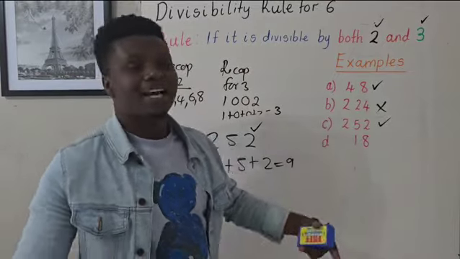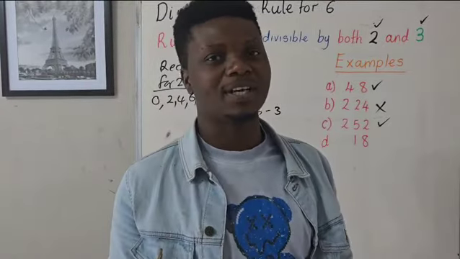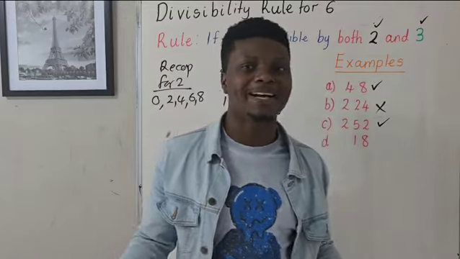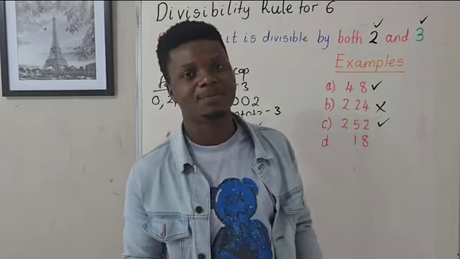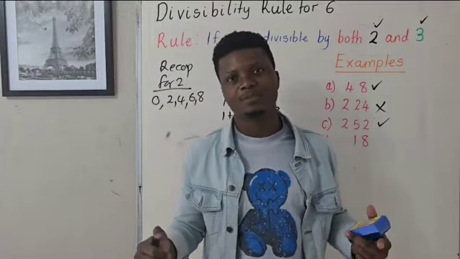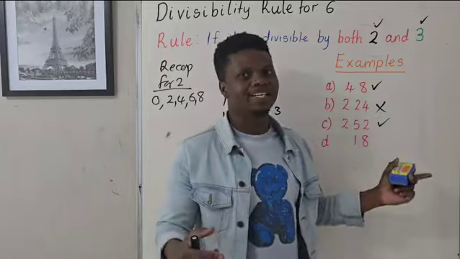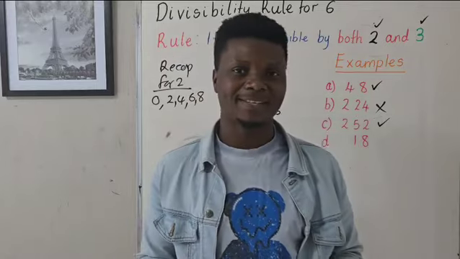How about 18? I want you to try that by yourself and drop in your comments and tell me if 18 is divisible by 6. You check whether it's divisible by 2 and divisible by 3. If both 2 and 3 can divide 18, that means it is divisible by 6.